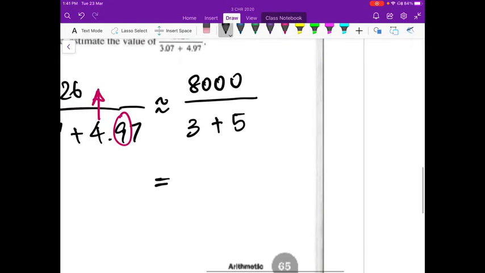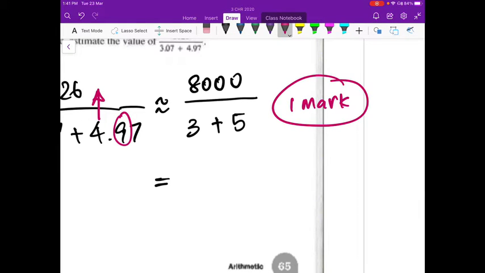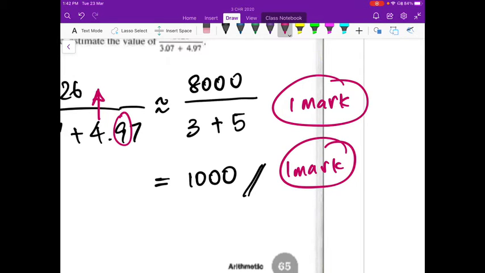This over here, 1 mark. If you have any mistakes over here, you put 3.0, 3.00, 5.0, wrong. Then the final answer will be 8,000 divided by 8, 1,000. And this will be 1 mark. What happens if you put 5.0? Then you lose the 1 mark, you lose another 1 mark. 0 mark.